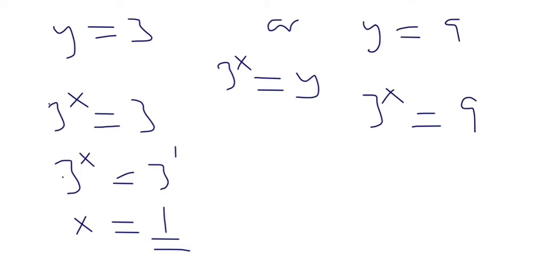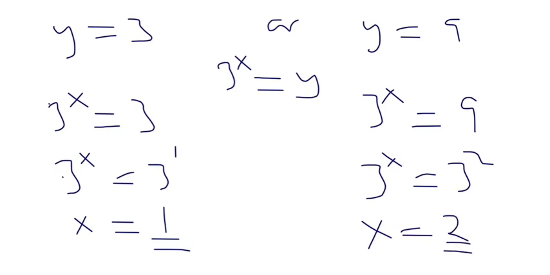Then this one implies, how many times should I multiply 3 by itself to get a 9? You see how many times? It's basically twice, not 3 times. So 3 to the power x is equal to 3 to the power 2. Okay, so I need to raise 3 to the power of 2 to get a 9. So this basically implies that x is equal to 2. Okay, so this side to get a 3, I need to just raise it to the power 1 to get a 3. That's the answer.